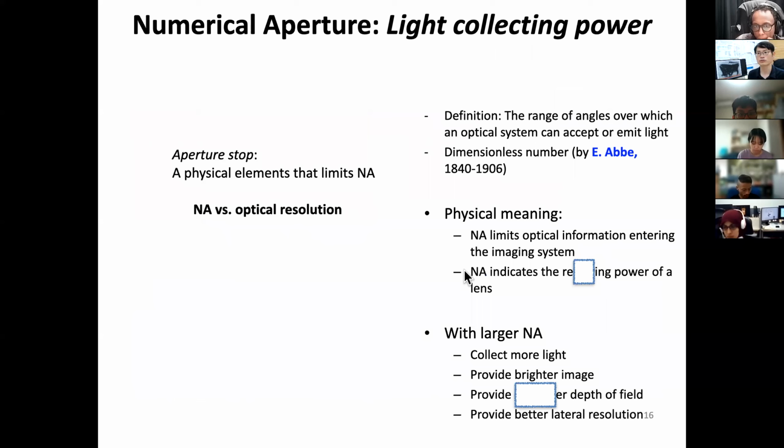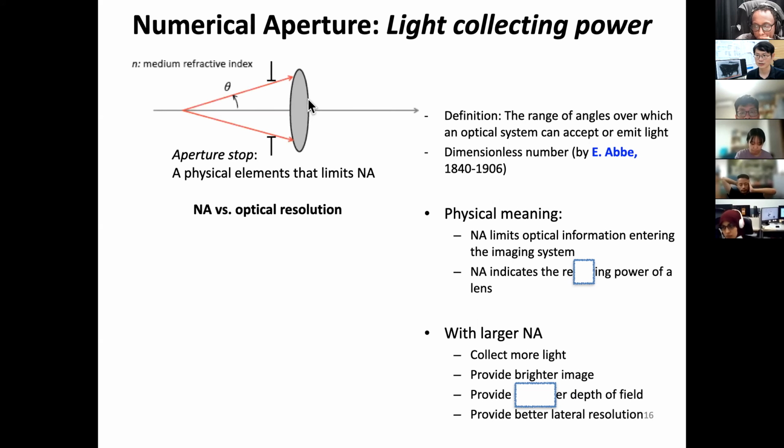Okay, now I want to convey the most important concept called numerical aperture, like collecting power. So we remember that this aperture stop is a physical element that limits the amount of light information. And so this theta is important. And Ernst Abbe, who defined this the first time, he's the father of microscopy, by the way, defined the range of angles over which the system can accept the light, and he defined sine theta.